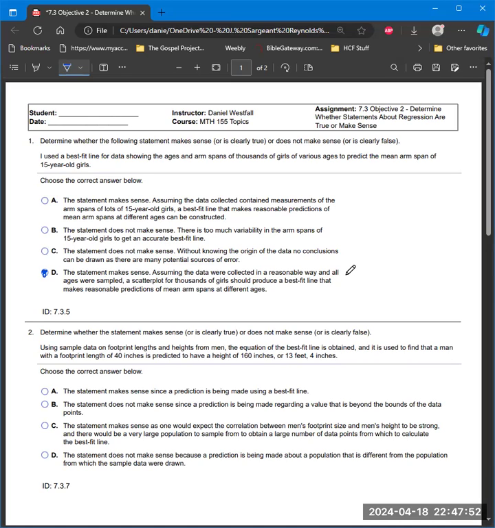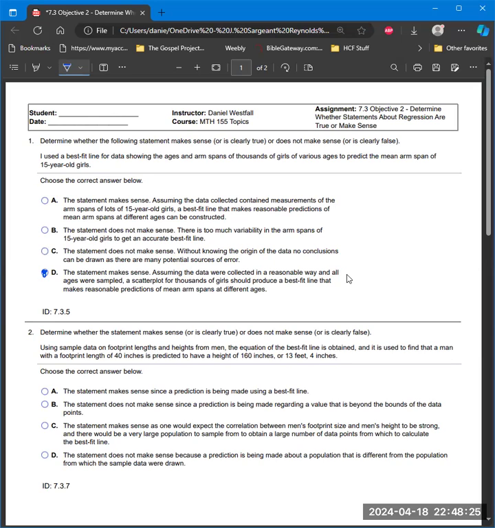Now let's look at number 2. Determine whether the statement makes sense or is clearly true, or does not make sense or is clearly false. Using sampling data on footprint lengths and heights from men, the equation of the best fit line is obtained and is used to find that a man with a footprint length of 40 inches is predicted to have a height of 160 inches, or 13 feet 4 inches.